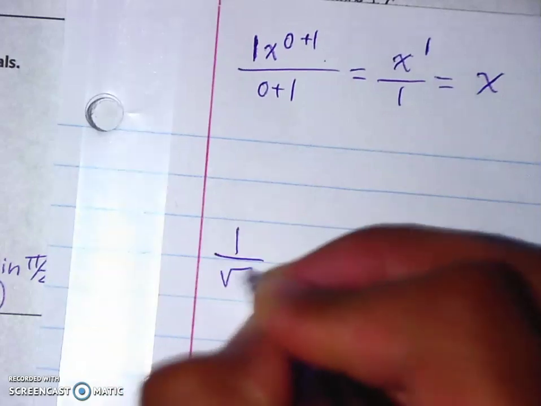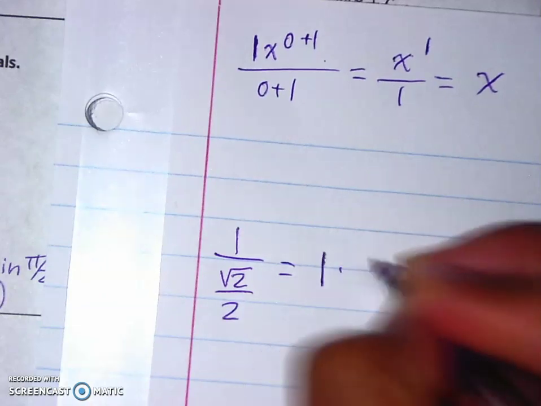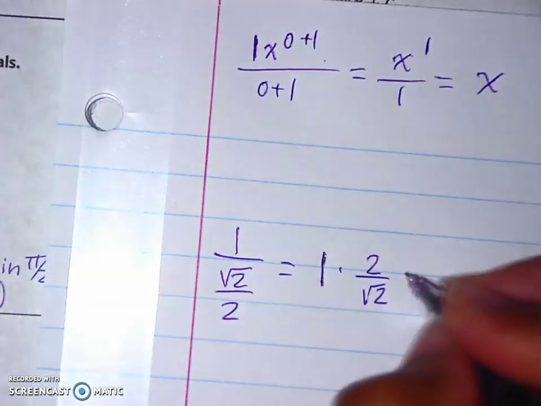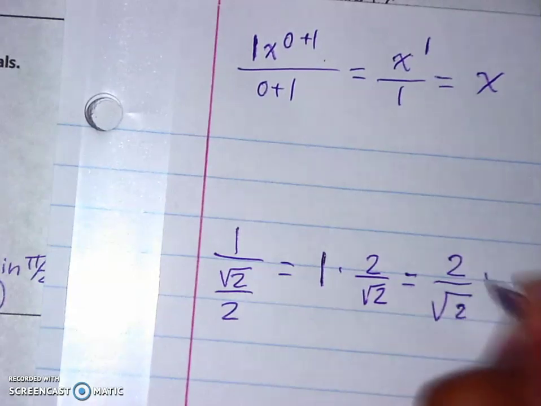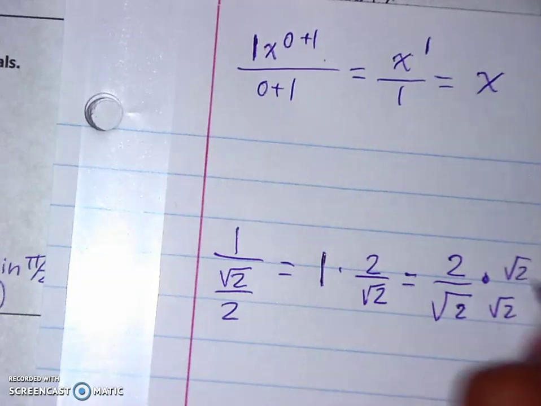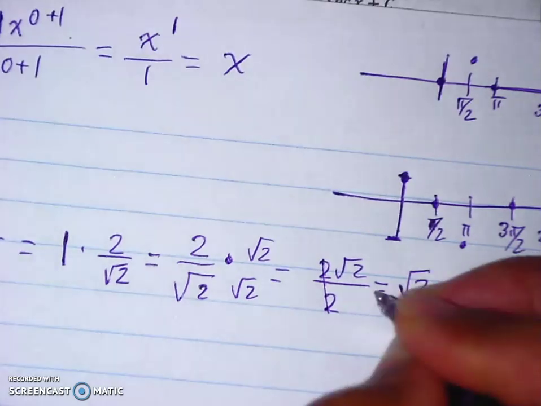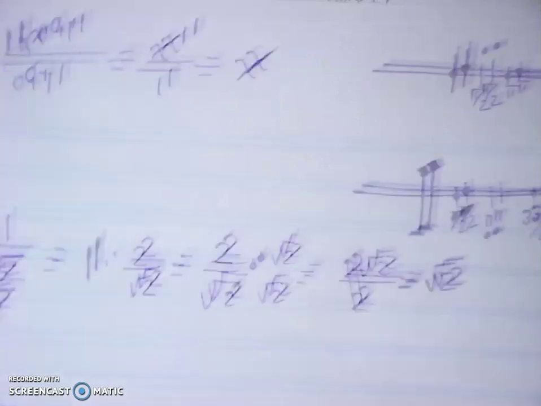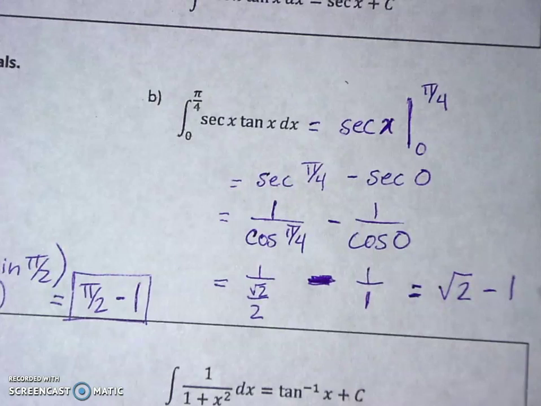1 over the square root of 2 over 2 equals, keep, change, flip, 1 times 2 over square root of 2. In this case, we're left with the square root of 2 in the denominator, so we multiply both the numerator and denominator by square root of 2 because we can't have a radical in the denominator. So that's 2 square root of 2 over 2. The 2's cancel out, so we're left with just the square root of 2. All right, so for the first part, we're left with square root of 2 minus 1. We're going to stop there and then go to the next part.